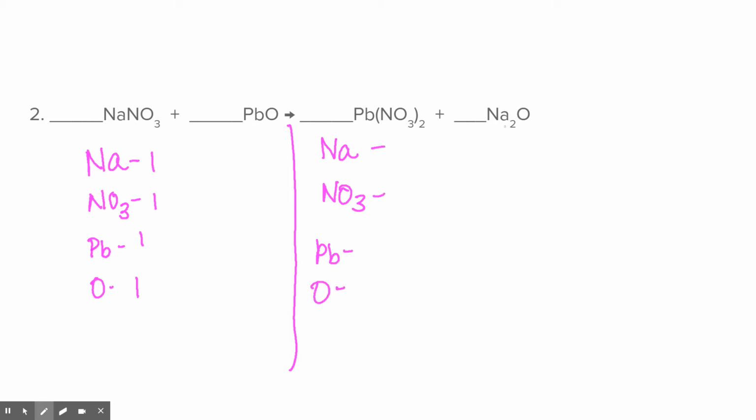Count them. I have 2 sodiums, 2 NO3s, 1 lead, and 1 oxygen. So the things that are different are my sodium and my NO3. This is a 2, this is a 1. In order to make it a 2, I need to put a 2 out front and multiply each by 2. We are done.